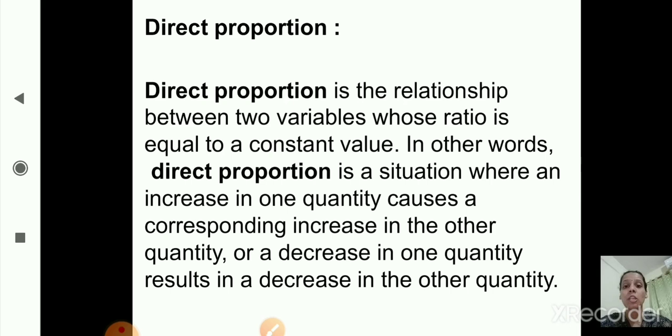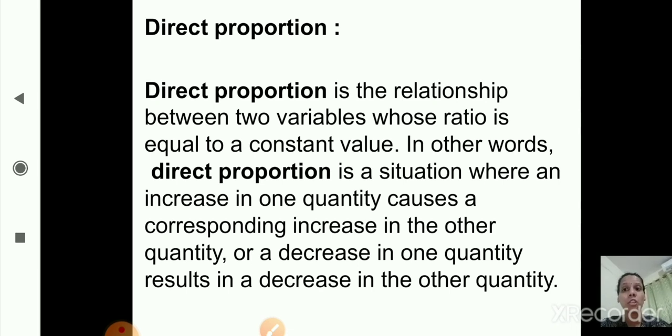So what is the meaning of direct proportion? Direct proportion is the relationship between two variables whose ratio is equal to a constant value. In other words, direct proportion is a situation where an increase in one quantity causes a corresponding increase in the other quantity, or a decrease in one quantity results in a decrease in the other quantity.